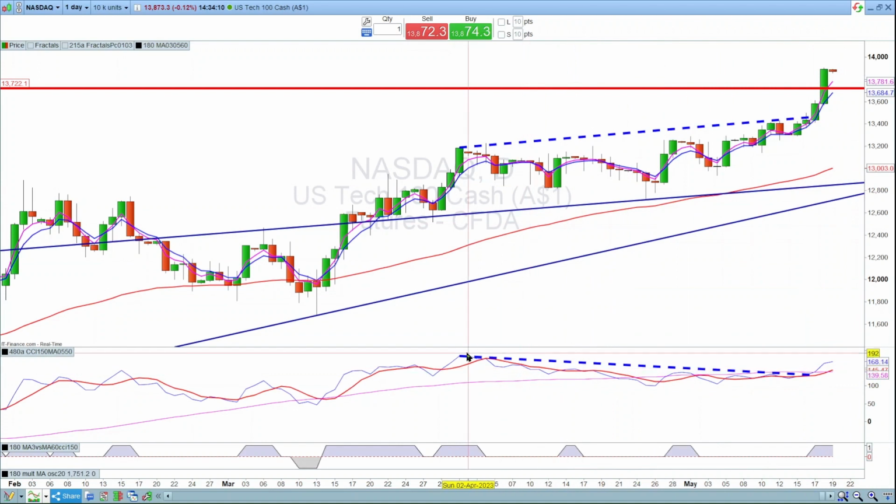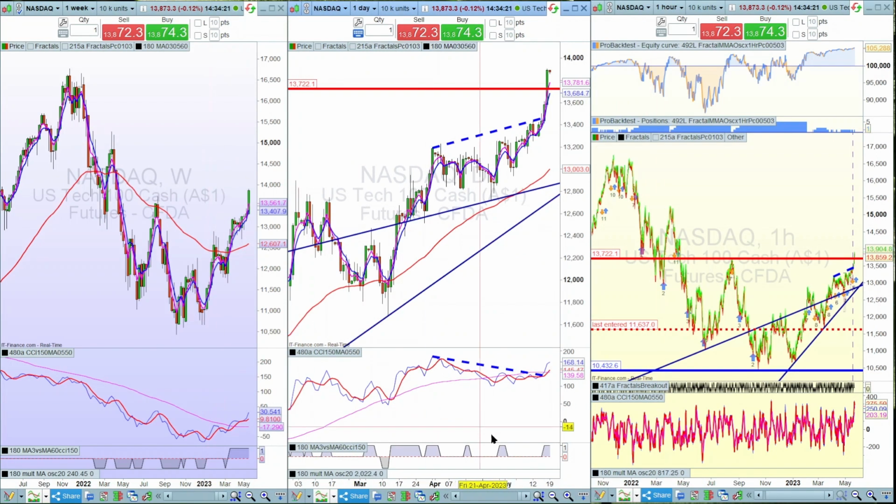Normally when they work, if you're familiar with my videos, this would typically break to the downside, and likewise the price chart would break to the downside if it was to work out. But in this case it failed, so we're going to disregard that divergence. So it's one of the failures. So again, looking at the weekly and daily, predominantly long positions only.